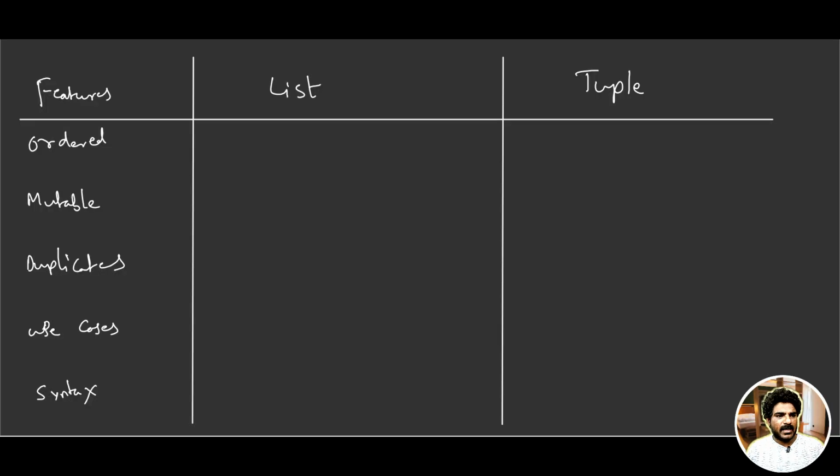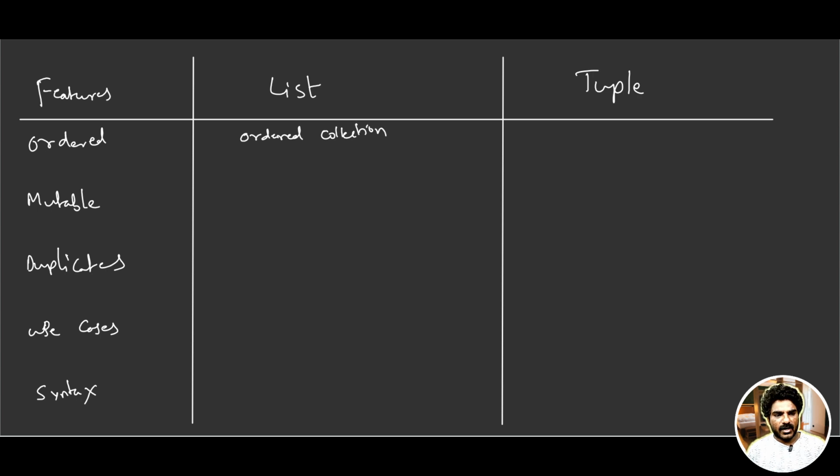So guys, I have created a table where we have features like ordered, mutable, duplicates, use cases and syntax. Based on these particular features, we'll understand the difference between list and tuple, or how list behaves differently compared to the tuple. So your list is an ordered collection.